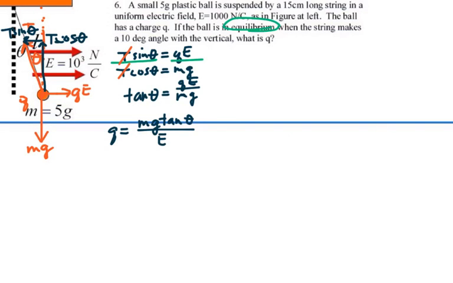Just solving that for our charge Q, and if we put in our values, we have 5 grams, which is 0.005 kilograms, times g, 9.8. Tangent, we were told it was 10 degrees from the vertical, tangent of 10 degrees, over our E field, which is 1,000. So evidently the length of the string is not going to matter here. And what is the value of that?